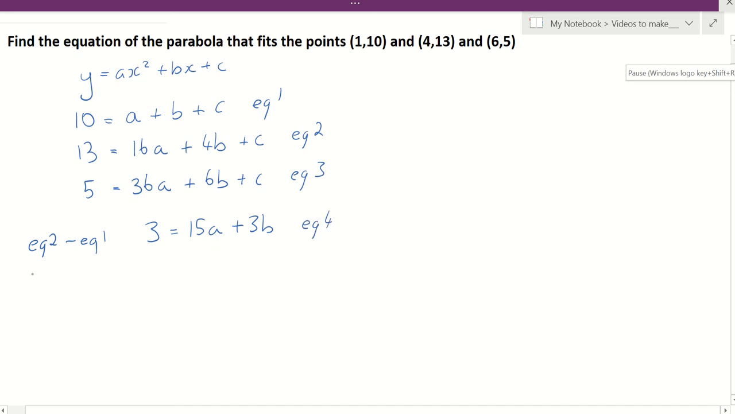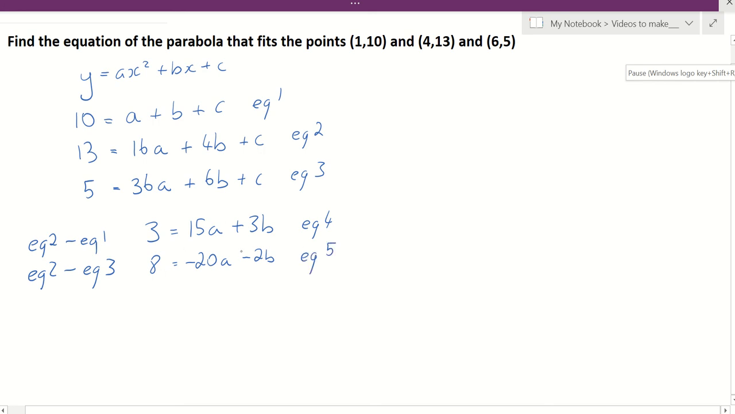I'm going to do the same thing. I'm going to do equation 2, but this time I'm going to subtract equation 3. Again, the order doesn't matter as long as you're really careful with your negatives. So here we've got 13 take 5 is 8. 16 take 36 is negative 20a. 4 take 6 is negative 2b. And c take c eliminates the c. I'm going to call this equation 5.